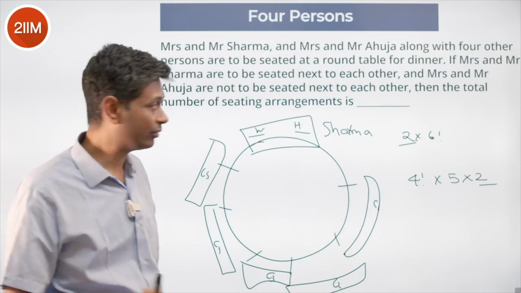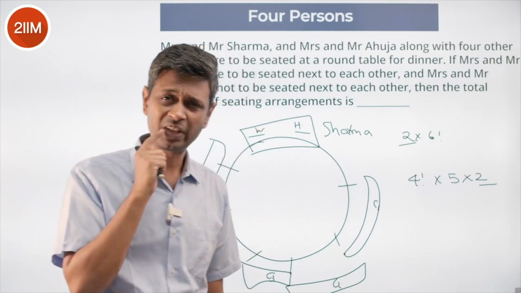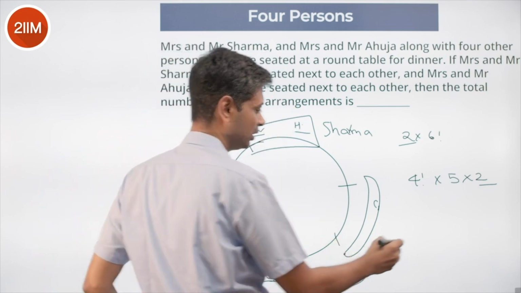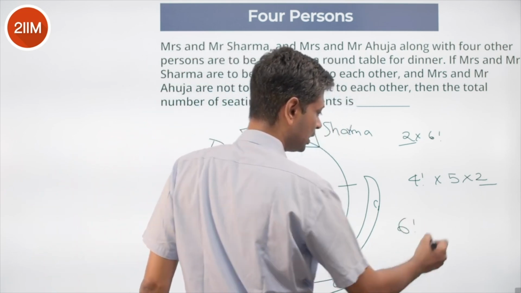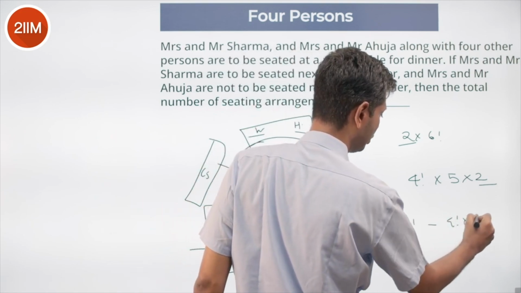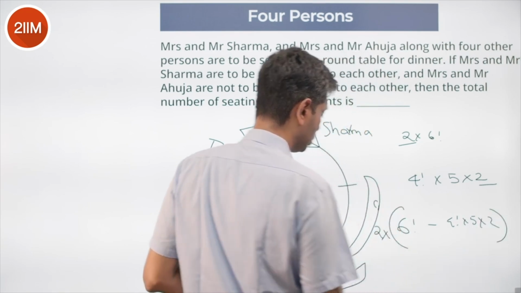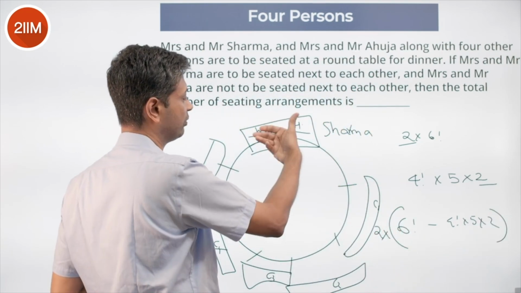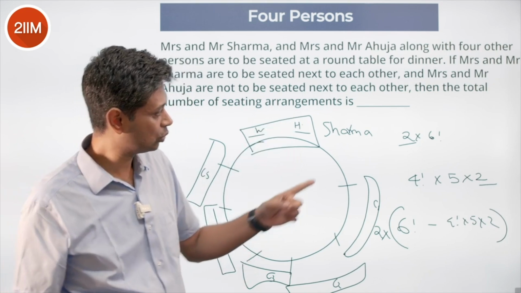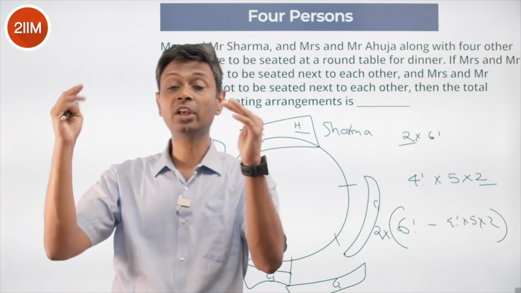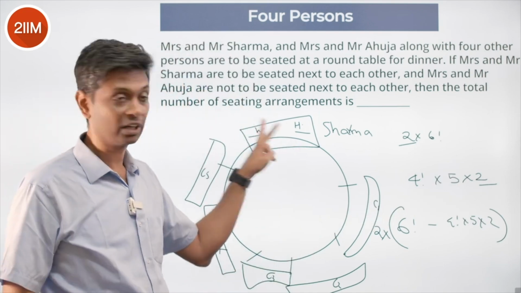Now, how do I combine this? I have to subtract one from the other. I have to keep one thing very carefully in mind. Given one sequence of Sharmas, that is 6 factorial, I'll have to subtract 4 factorial into 5 into 2. The whole thing into 2, for all of these arrangements where it is husband and wife, or wife and husband. So 6 factorial minus 4 factorial into 5 into 2, whole thing into 2, for each of those combinations.